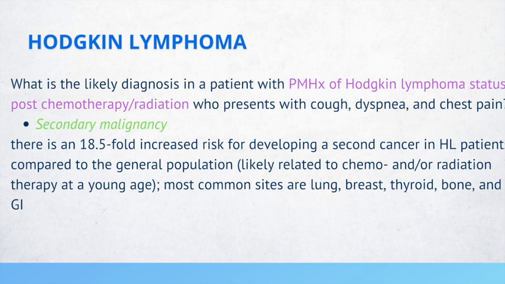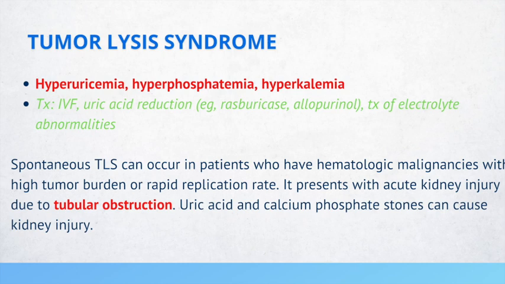Tumor lysis syndrome. Patients with this condition have electrolyte abnormalities such as hyperphosphatemia, hyperkalemia, and hyperuricemia. To treat them, you want to give IV fluids, also uric acid reducing drugs such as rasburicase or allopurinol, and of course you need to treat the electrolyte abnormalities.